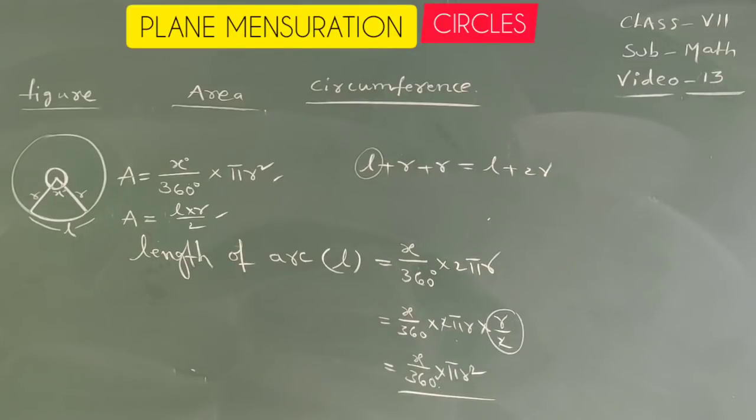Then what is L? L is the length of arc. Out of the total circumference 2 pi r, one part is the length of arc, so x by 360 into 2 pi r. With the help of this result, x by 360 into 2 pi r, if you multiply by r by 2, then you will get x by 360 pi r square, the area. So in terms of L also you can write the area of the sector, that is L r by 2. Okay, these are the formulas.